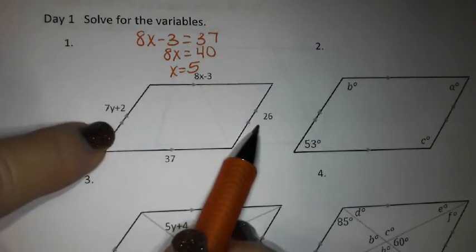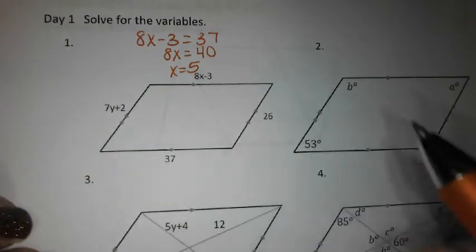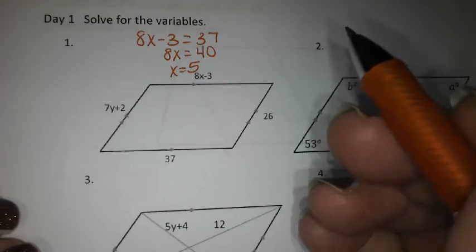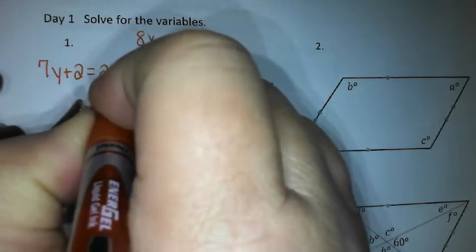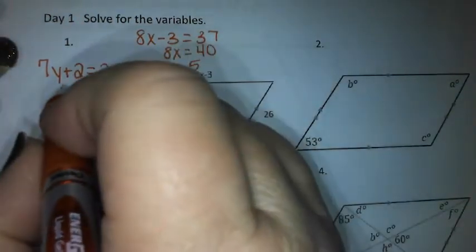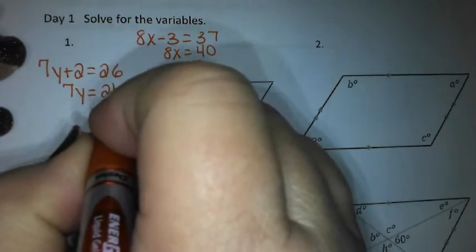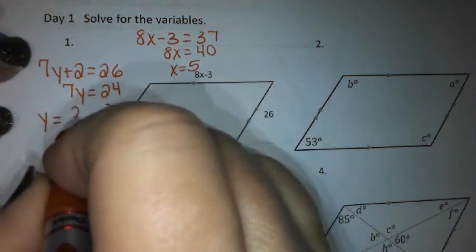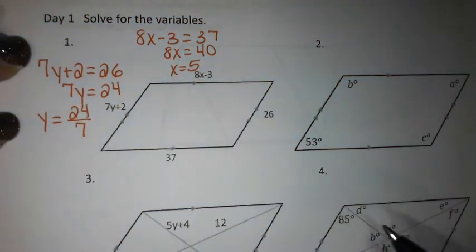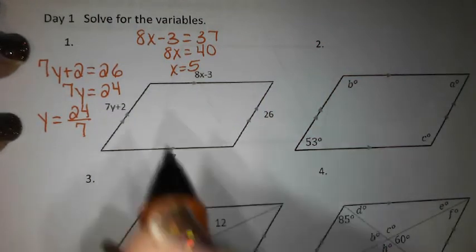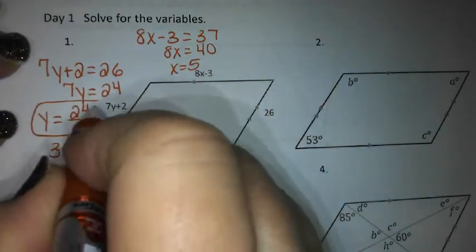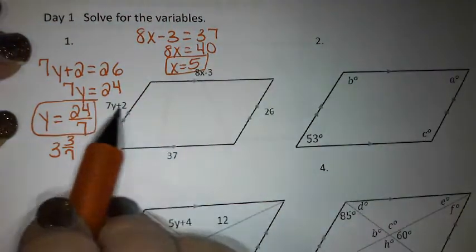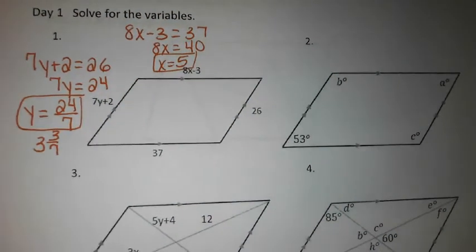Opposite sides are congruent. So I know that 7y plus 2 equals 26. I don't think this is a nice number, but we can still solve it. So 7y equals 24. So I'm going to say y is 24 over 7. If you want to change it into 3 3/7, you could. But you don't have to. You could stop right there. Opposite sides are congruent.